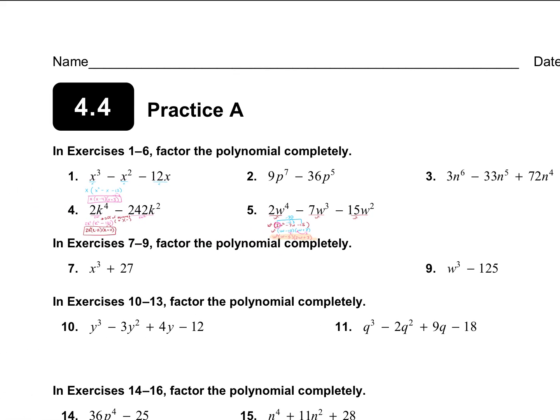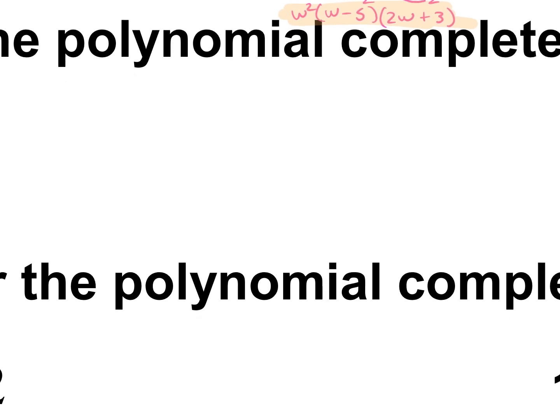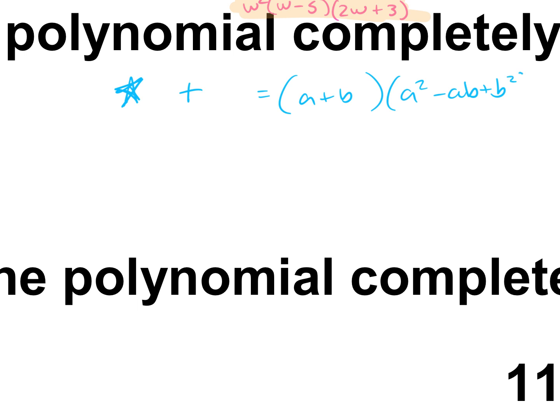Let's do 7 and 9. So 7 and 9 are the perfect cubes one. So we need to know the formula for perfect cubes. If I am adding, how does my formula go? A plus b times a squared minus ab plus b squared. So the signs go plus, minus, plus. Perfect. If I'm subtracting, how would my formula go? A minus b times a squared plus ab plus b squared. Minus, plus, plus. Awesome.